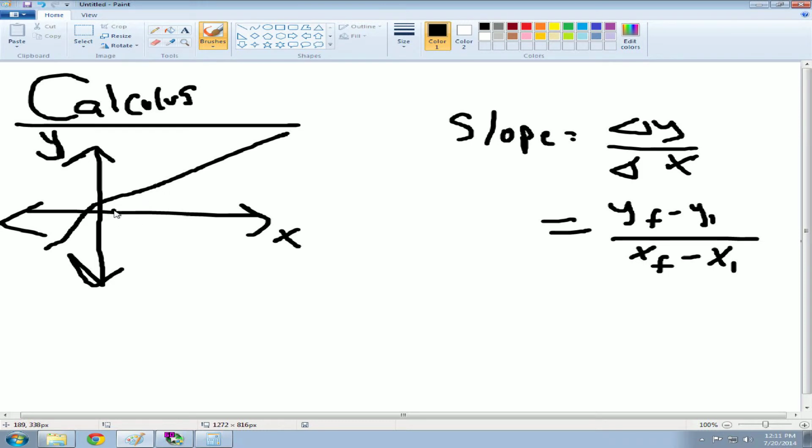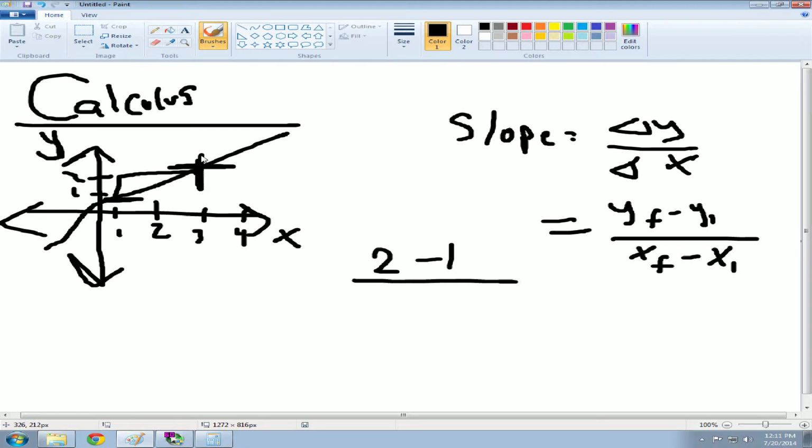So if I say, okay, this is 1, 2, 3, 4, and 1, 2, and I ask, what's the slope from here to here? That'll be the final y. So this is the final point. It starts here, and it moves up here. So the final point's 2, and the initial point's 1, over the final x is 3, and the initial x is 1. So you get a slope of 1 over 2.